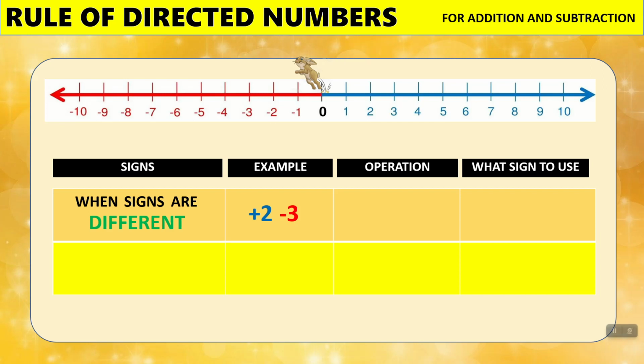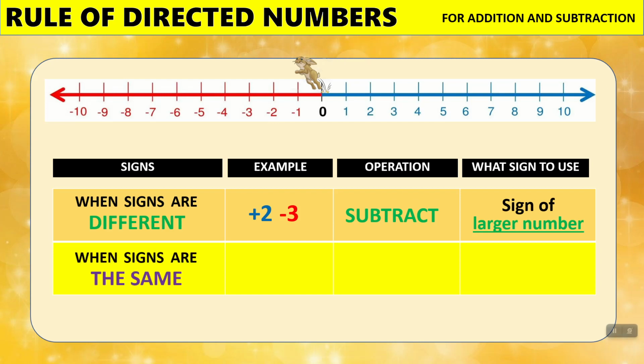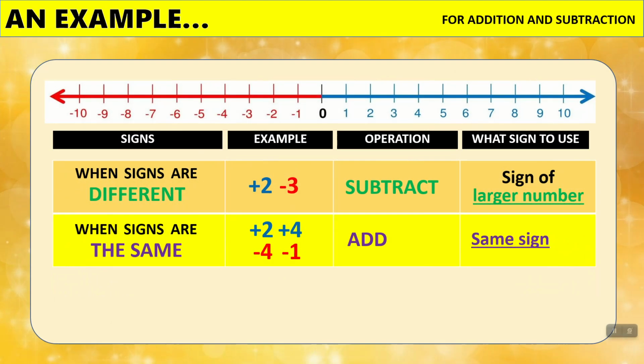They have different signs. In this case, we will subtract the two numbers, and we will keep the sign of the larger number. When the signs are the same, like +2 + 4 or -4 - 1, we will add the two numbers and we will keep the sign that exists. And these are the two rules that we will use to do the following examples.